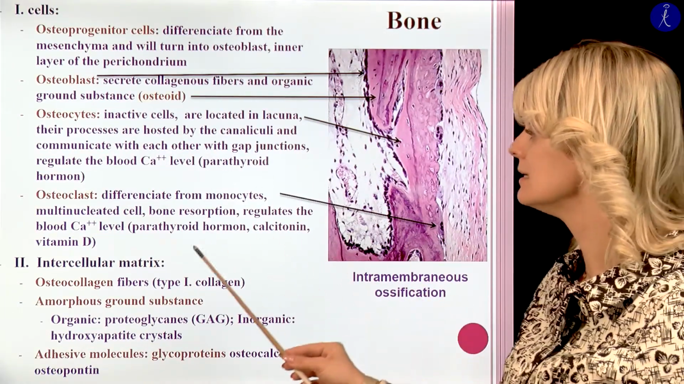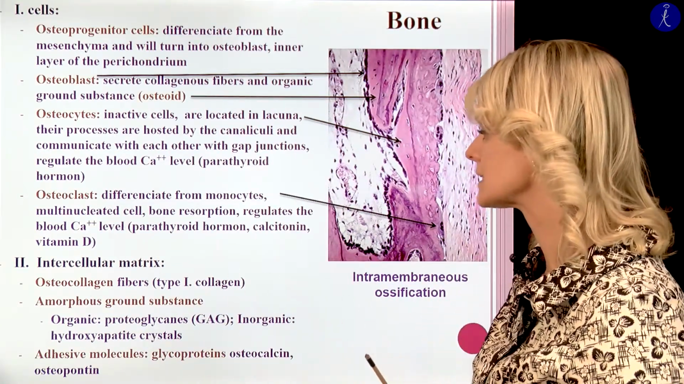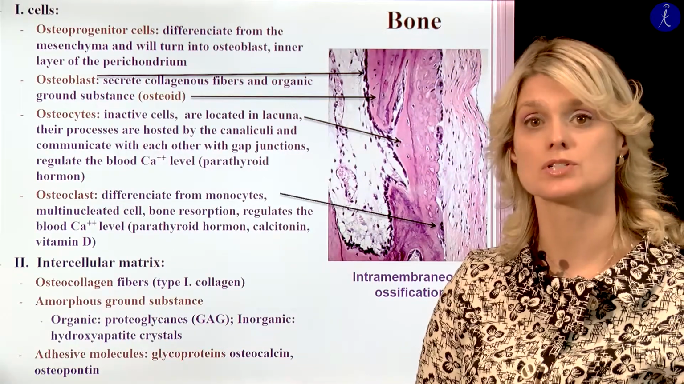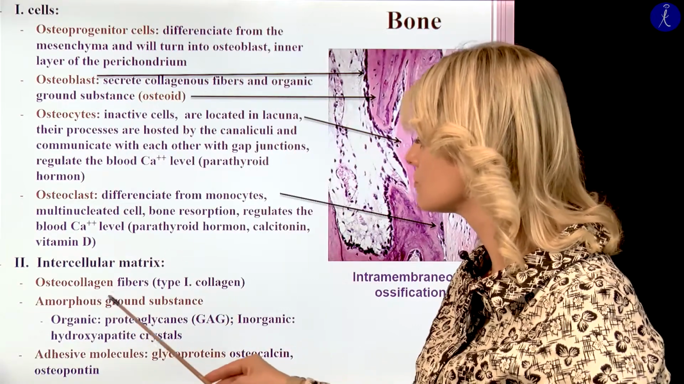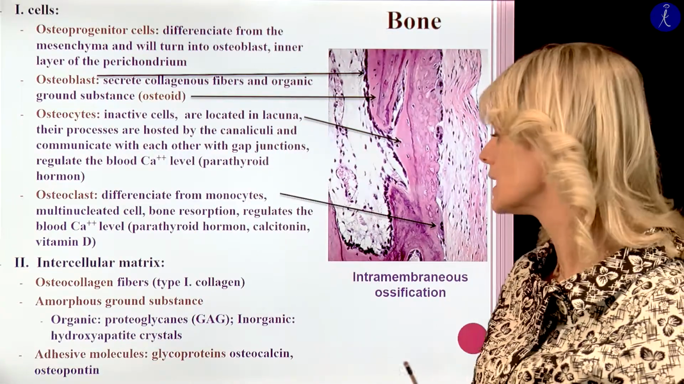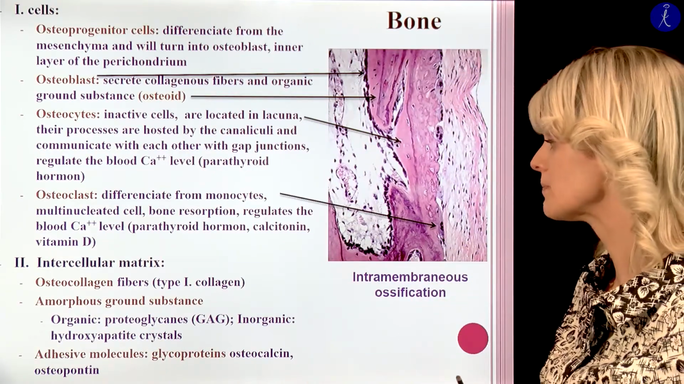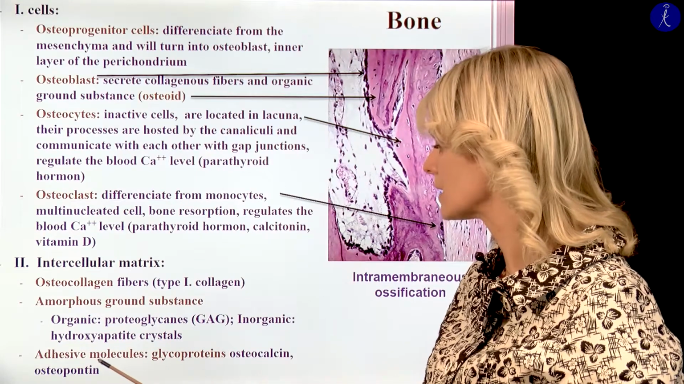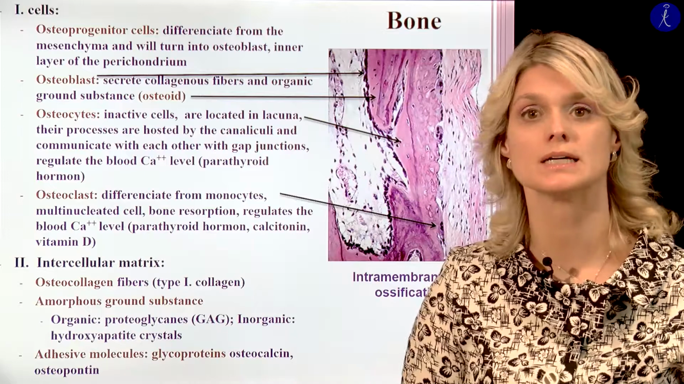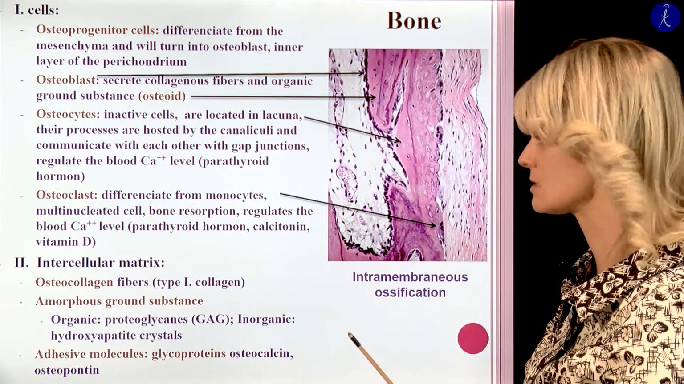And the intercellular matrix of this connective tissue consists of osteocollagen, type 1 collagen fibers, and amorphous ground substance. I told you that we have an organic part, and also we have an inorganic part, the hydroxyapatite crystals, which will form it. And the adhesive molecules, the glycoproteins, the osteocalcin and osteopontin molecules, are also really important in this tissue.